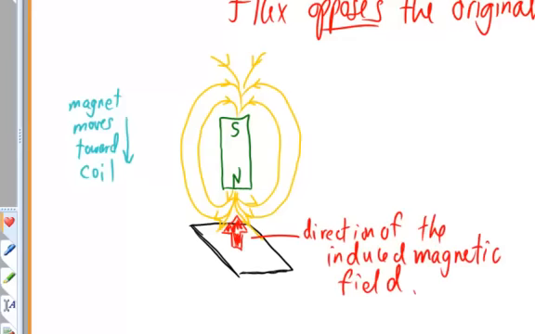That induced magnetic field has to be caused by something, and what's causing it is the induced current in that coil. And according to the right-hand rule, the induced current is going to run in a counterclockwise direction if I look at the coil from the top.